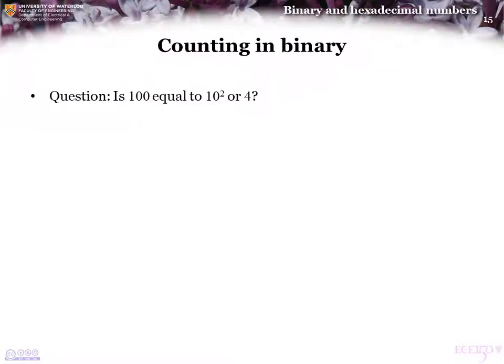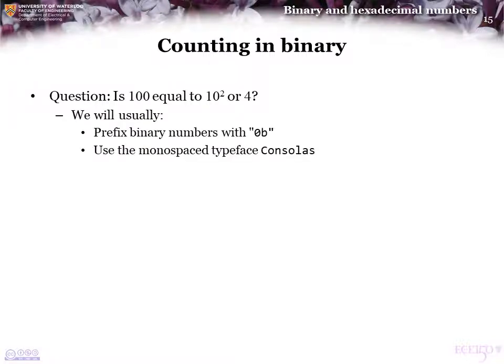Now this begs the question, if we see the number 100, does this represent what we consider to be 100, or does it represent 2 to the 2, which is 4? We will normally prefix binary numbers with the 2 characters 0b, and we'll see why later. We will also normally use the monospace typeface Consolas.